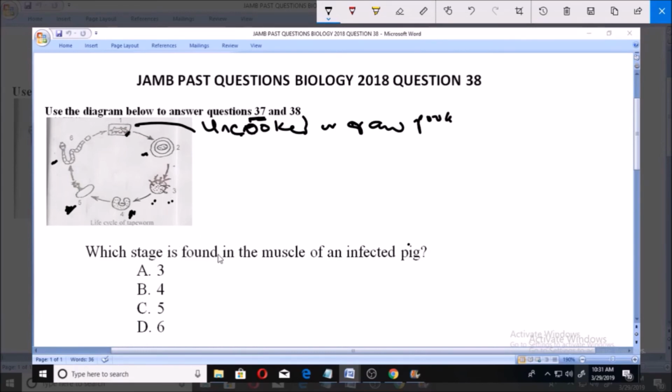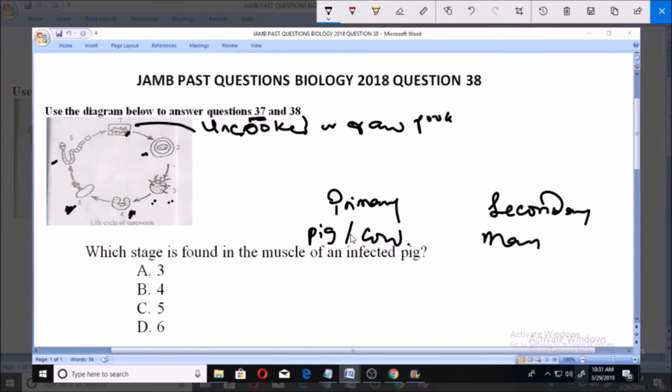So here, which stage is found in the muscle of infected pig? So when is it that the pigs start getting the infection from this tapeworm in the life cycle? Now it's very important that we know that 2 hosts are involved. We talk about the primary host and the secondary host. Whenever you talk about the life cycle of a tapeworm, the primary host can be pig and cow, whereas the secondary host is man. So in this scheme, we'll talk about the eggs taken up by the primary host during grazing.